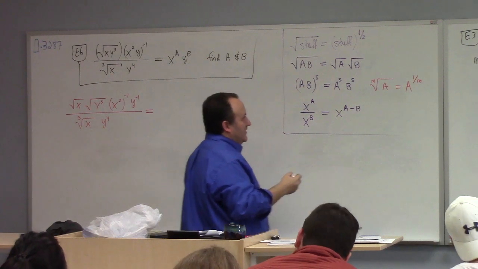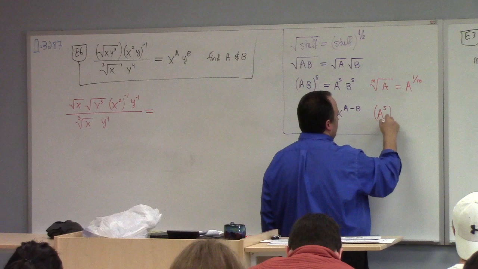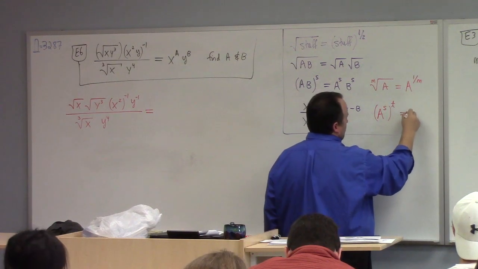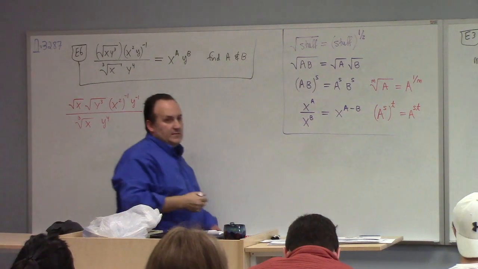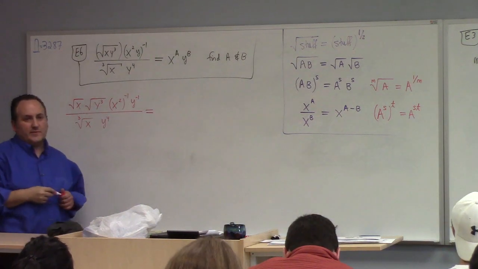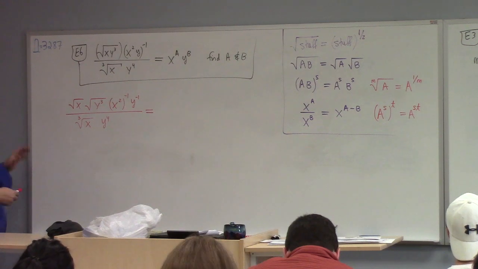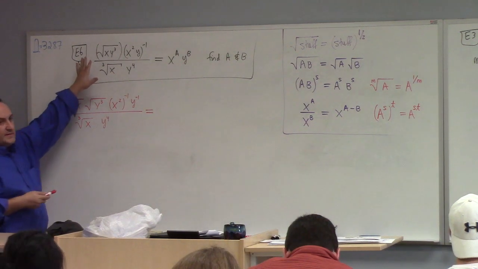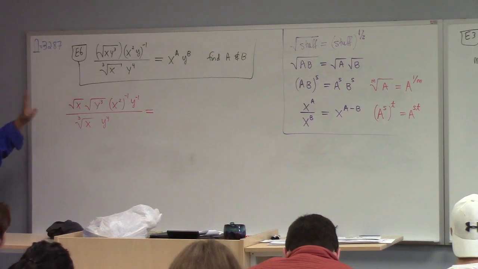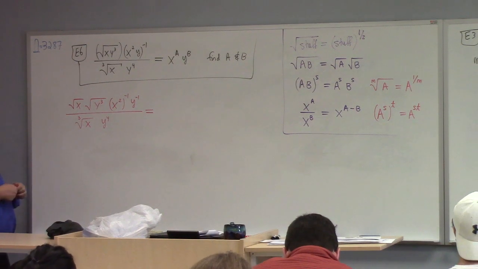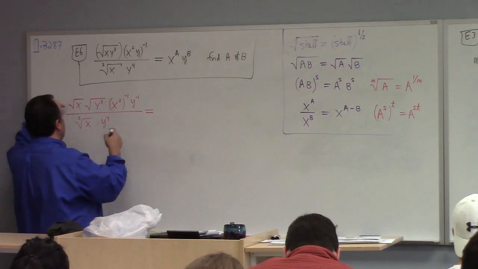And then one other thing, a to the s raised to the t power is a to the st. Now, all of these rules I'm writing, they're only true if a and b are both positive. These are laws of exponents for positive quantities. So whenever I give you a problem like this, it's assumed that x and y are positive, okay? Otherwise, the problem doesn't quite make sense.